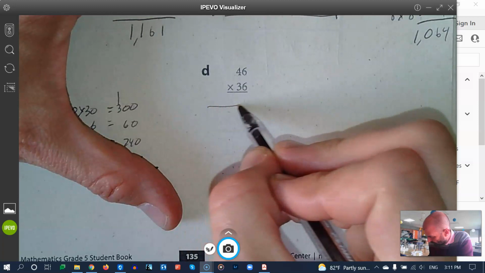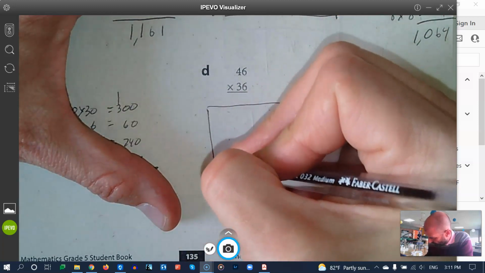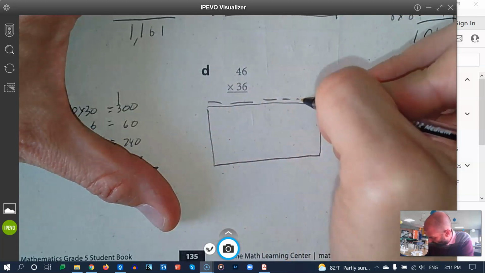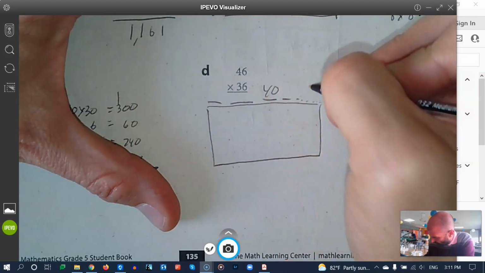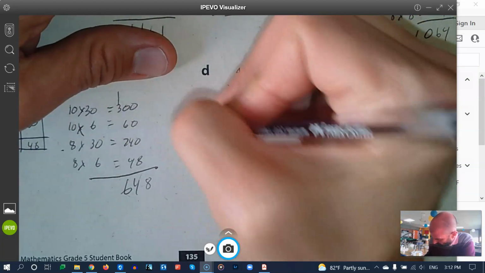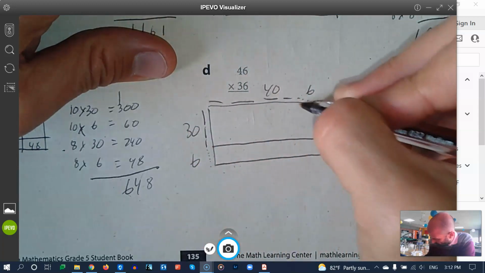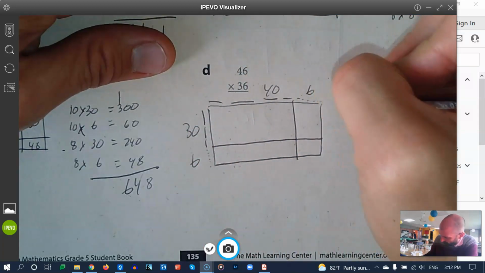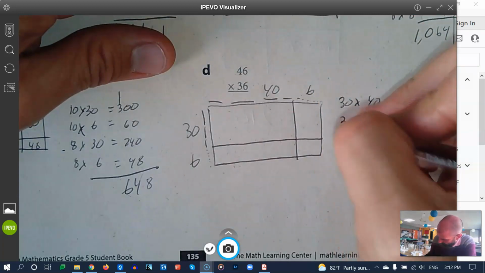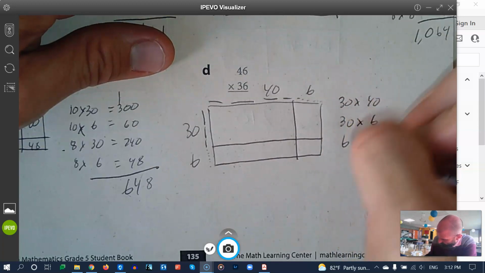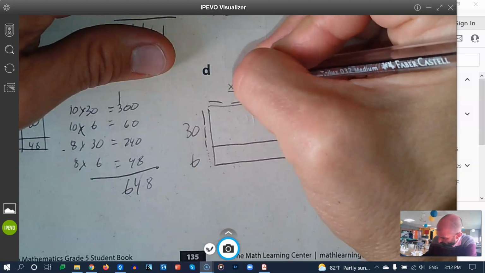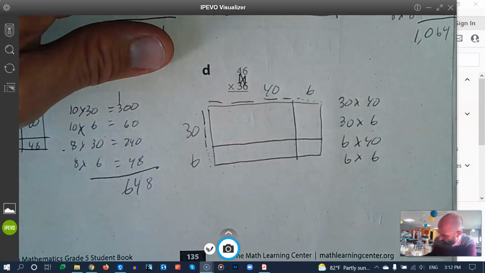So I got my array. 10, 20, 30, 40, 1, 2, 3, 4, 5, 6. So we have 40 and 6. And then I have 1, 2, 3, 1, 2, 3, 4, 5, 6, 30 and 6. Draw my lines. So we have 30 times 40, 30 times 6, 6 times 40, 6 times 6.